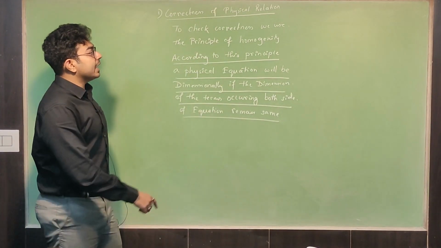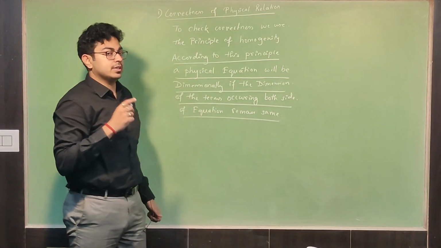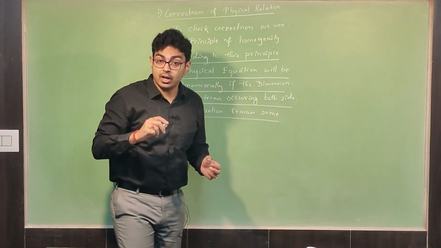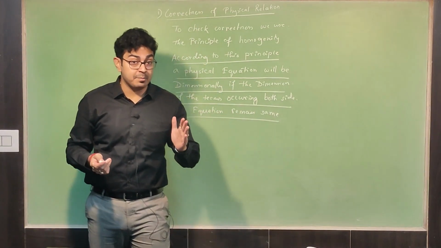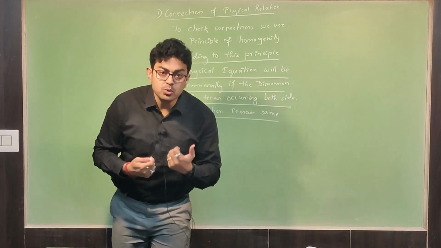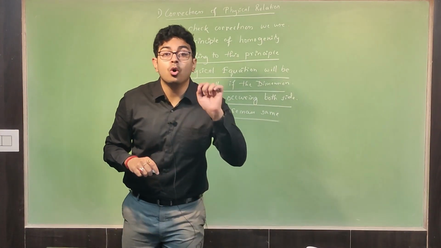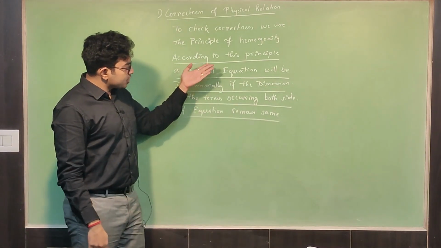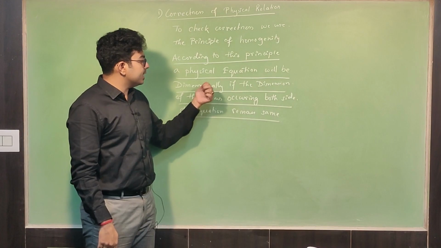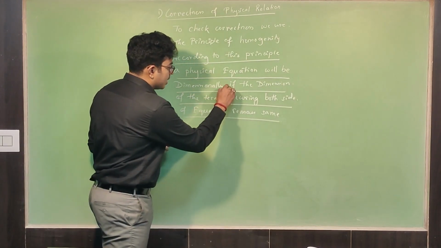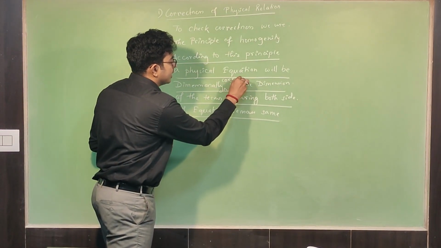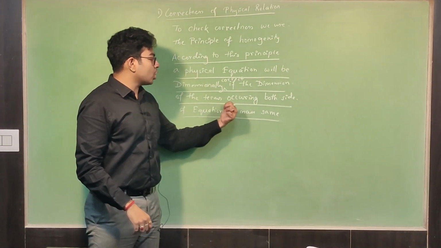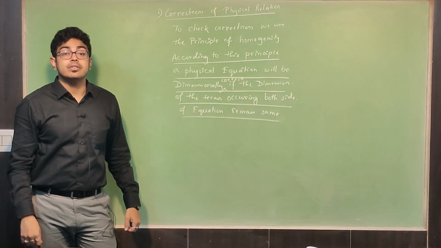So basically, with the help of dimensional analysis, we can find out whether a given relation is dimensionally correct or not. To use that, we use the principle of homogeneity. What is the principle of homogeneity? According to this principle, a physical equation will be dimensionally correct if the dimension of the terms occurring on both sides of the equation remain the same.